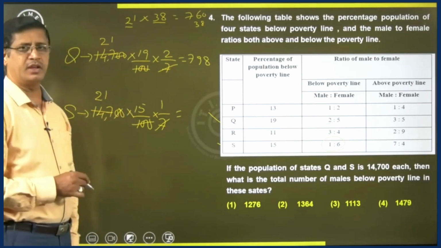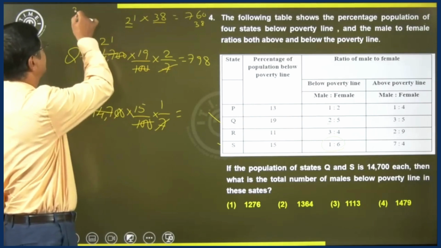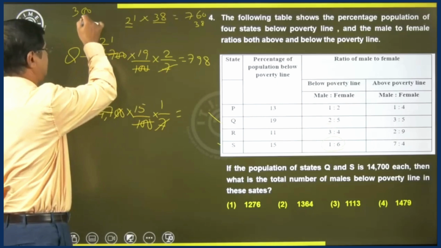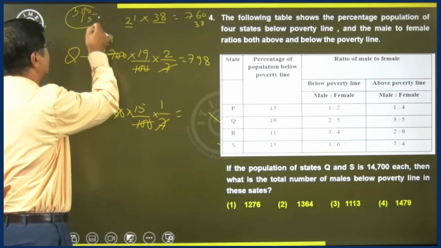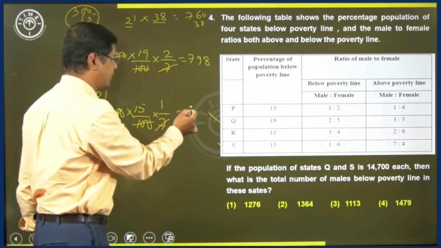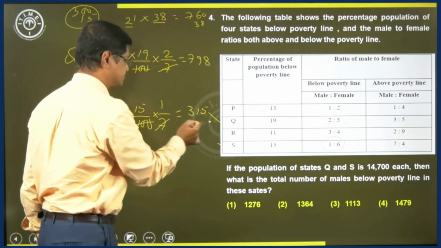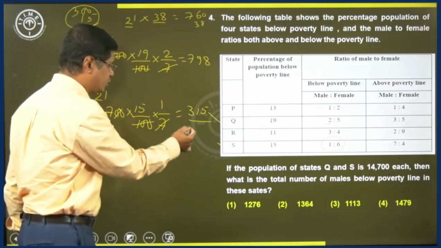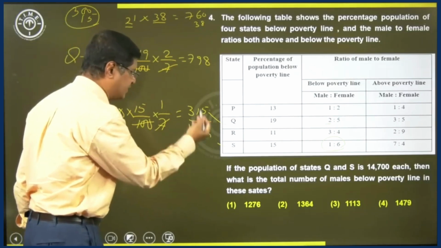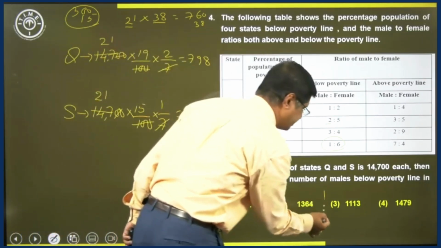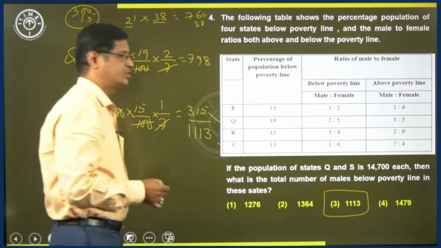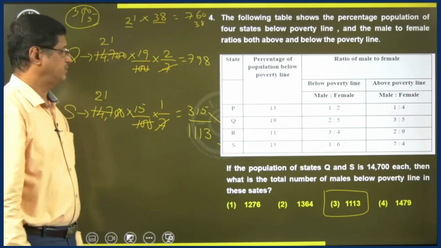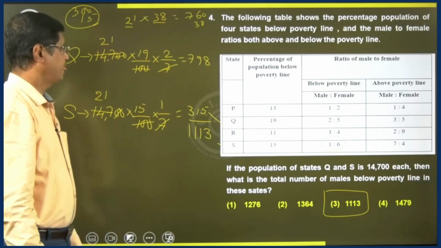20 into 15, that is 300. 300 plus 15, one time of 15. So what is the result? 315. Just add these values. By adding these values, it will give 1113. The right choice is option number 3. Third choice is the right answer. Option 3. Okay, next.